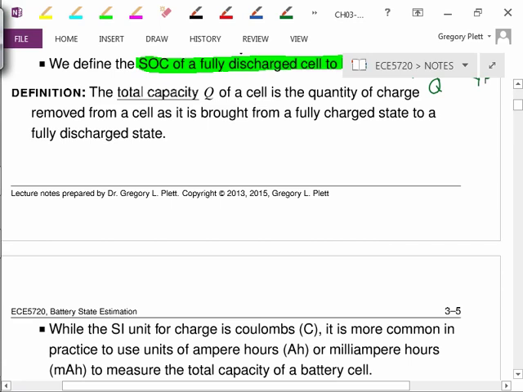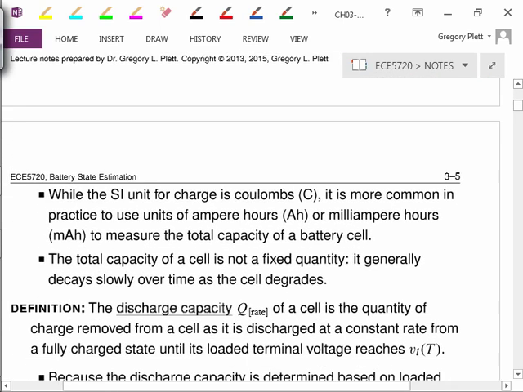The total capacity of a cell is the quantity of charge that is removed from a cell when it is brought from a fully charged state to a fully discharged state. The metric unit for charge is coulombs, so strictly speaking we should measure capacity in coulombs, but it's a very awkward unit to use because the numbers tend to be so bizarre. So it's much more common in practice to use ampere hours or milliampere hours to measure the capacity of a battery cell. So we have to divide by 3600, in other words, to get into ampere hours, or 3.6 to get into milliampere hours.